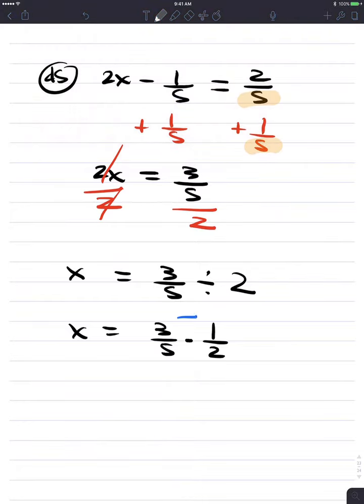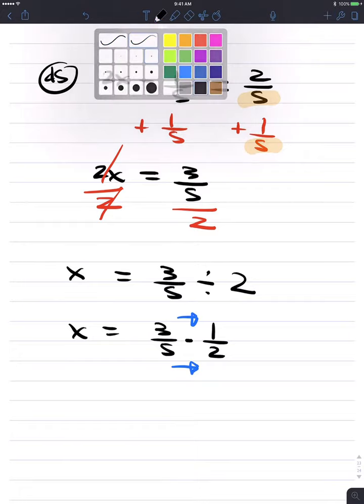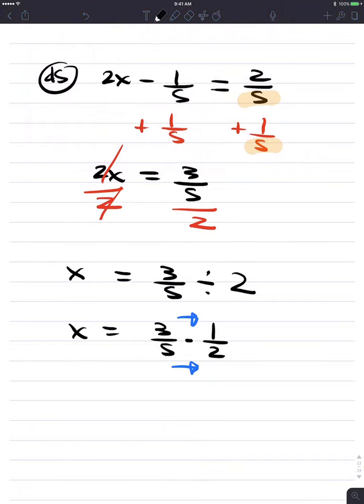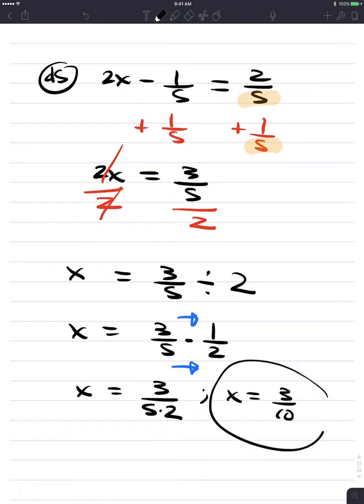Now, when I multiply fractions, I multiply horizontally across. That means left to right. I get x equals 3 over 5 times 2. Notice that the 3, the 5, and the 2 are prime, and they do not cancel. That means x is going to be 3/10. And you're done.